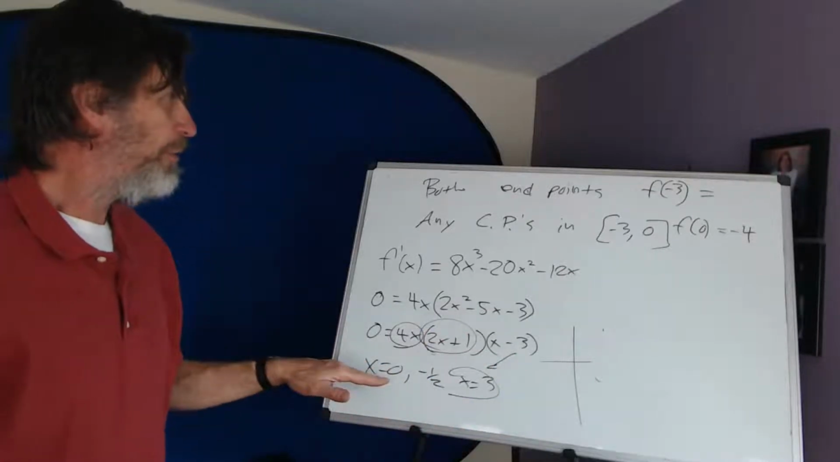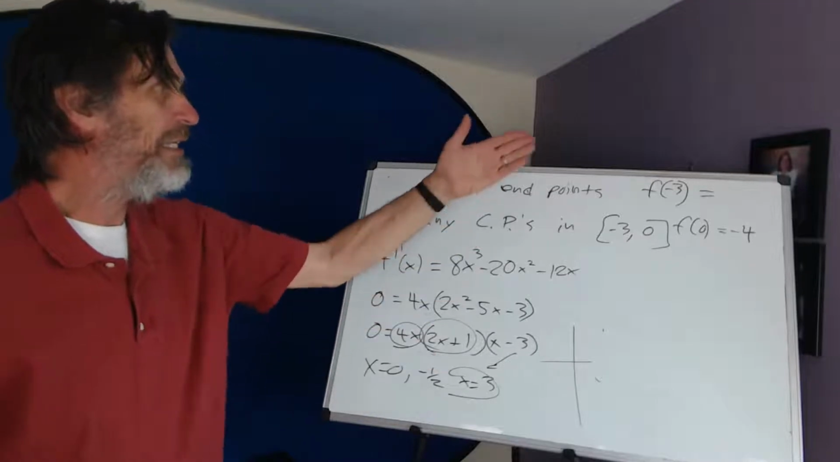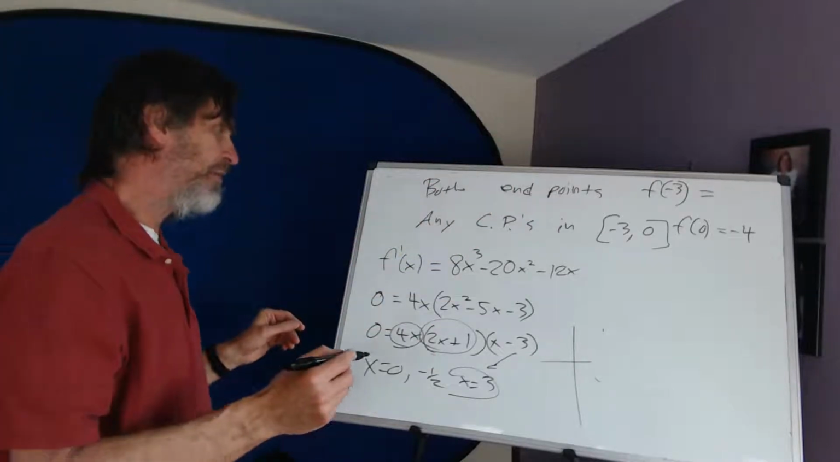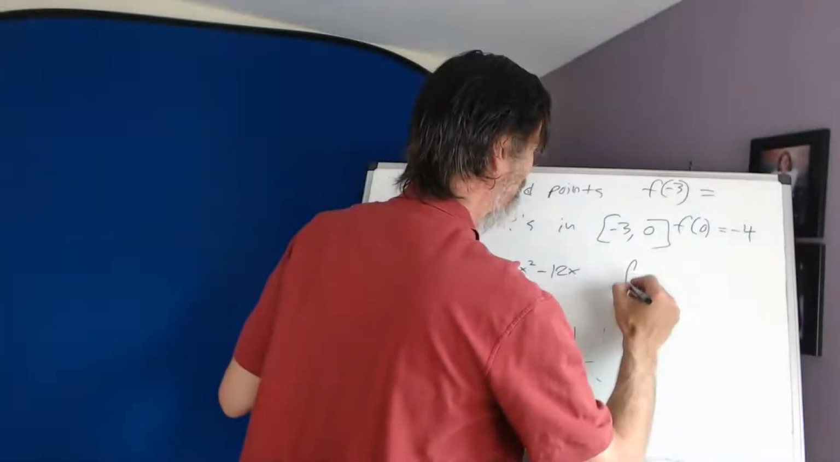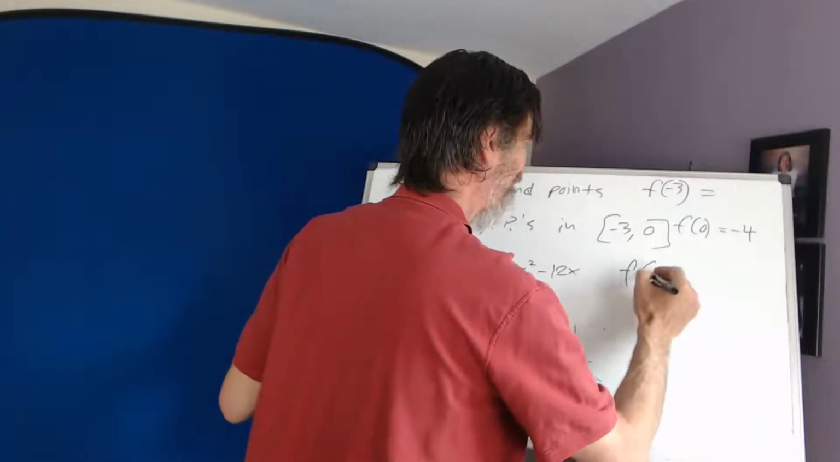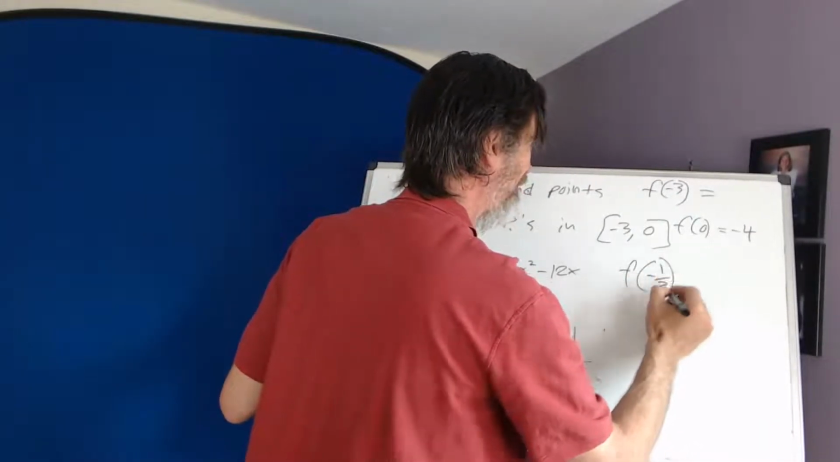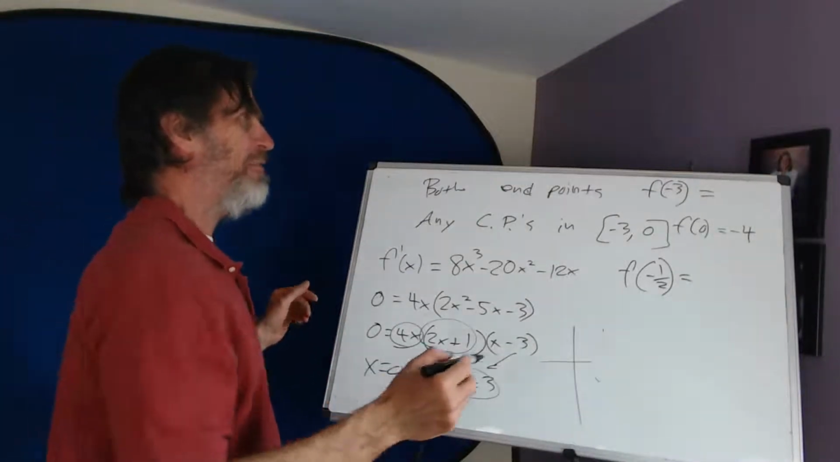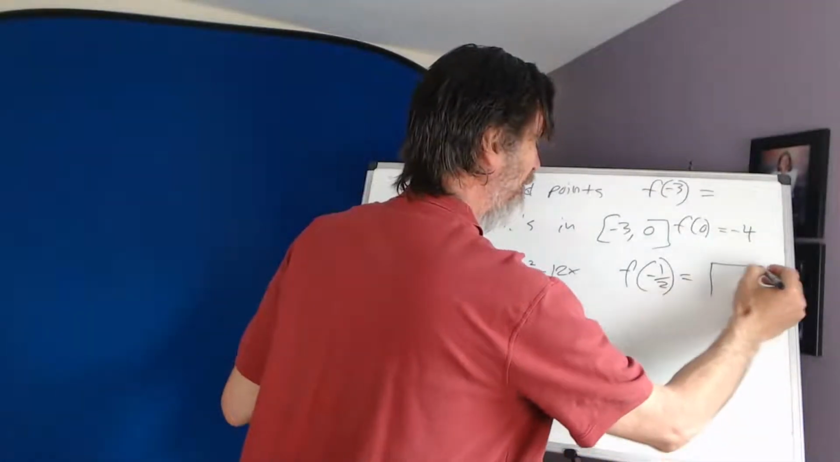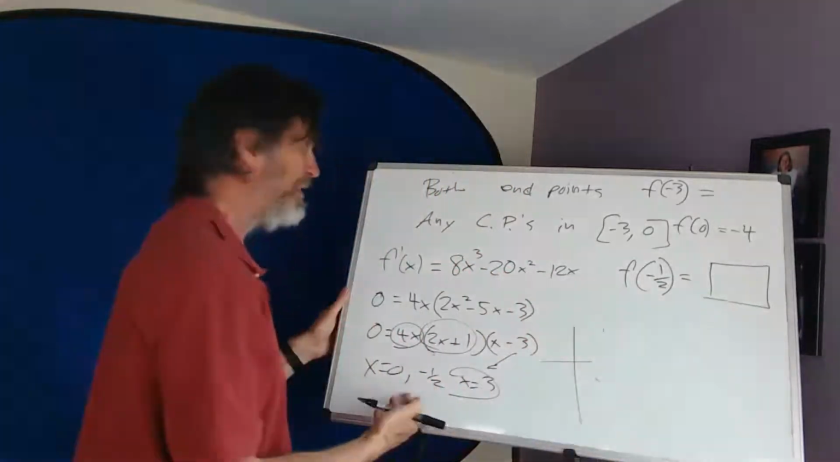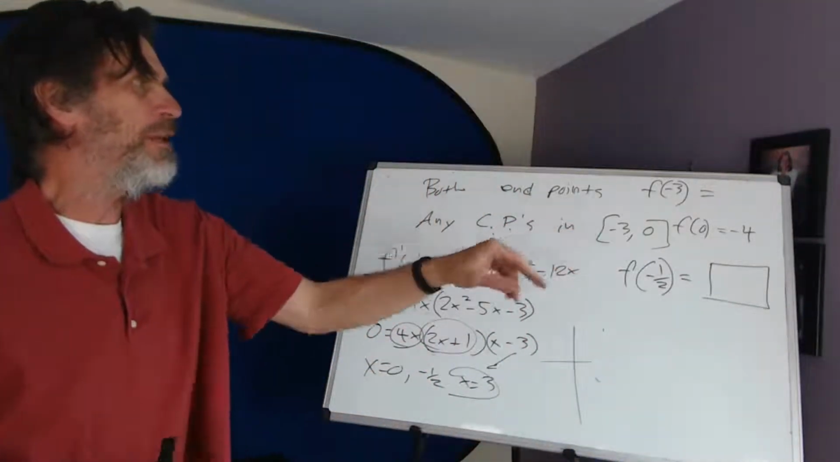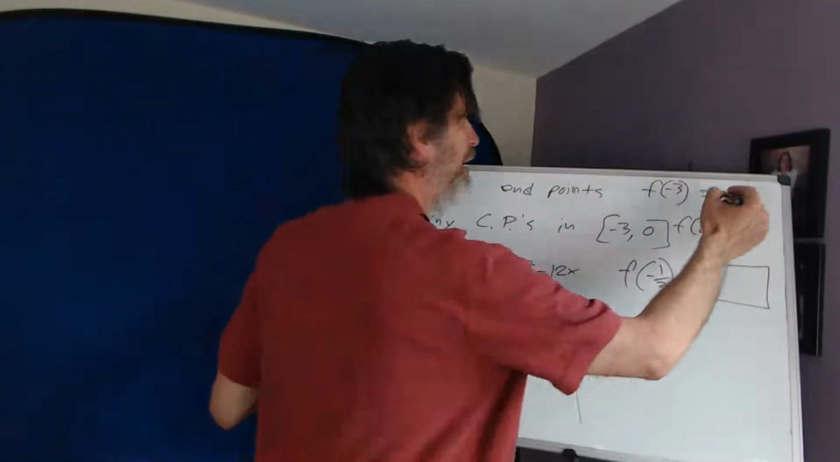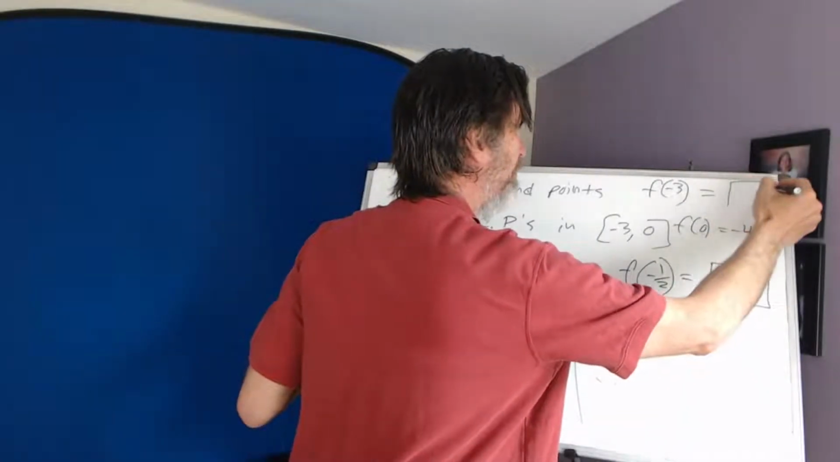So of those 3 critical points, there's only one that's in the interval from -3 to 0. Oh, this is really going to take some work on some of our parts. We need to calculate f of -1/2. So we have to figure out what that one is. Again, that's the only critical point of these 3 that's in between our 2 endpoints. And we need to calculate f of -3.